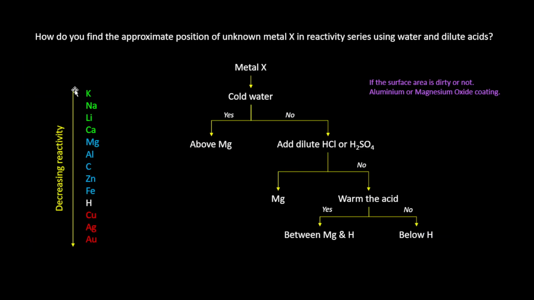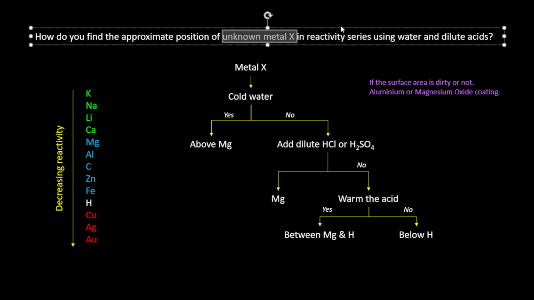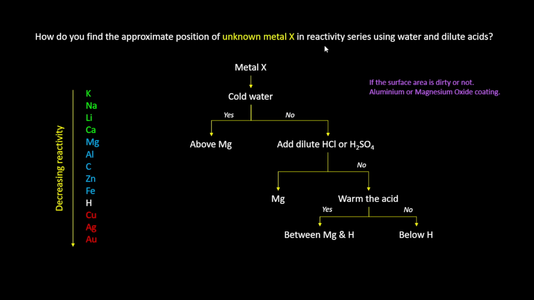Now in exams, a commonly asked question is giving you an unknown metal X. They will give you an unknown metal X and ask you where it is in the reactivity series, and of course ask you what you would get if you react it with water or acid. So this is how we can do it step by step. If we're given a metal X, we will first react it with cold water. And if the metal X can react with cold water to give any reaction, it will be somewhere here, above magnesium in the reactivity series.